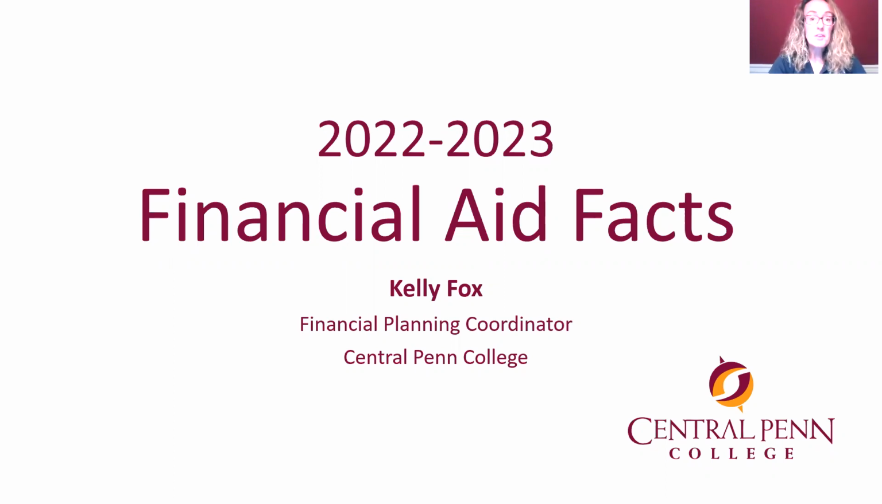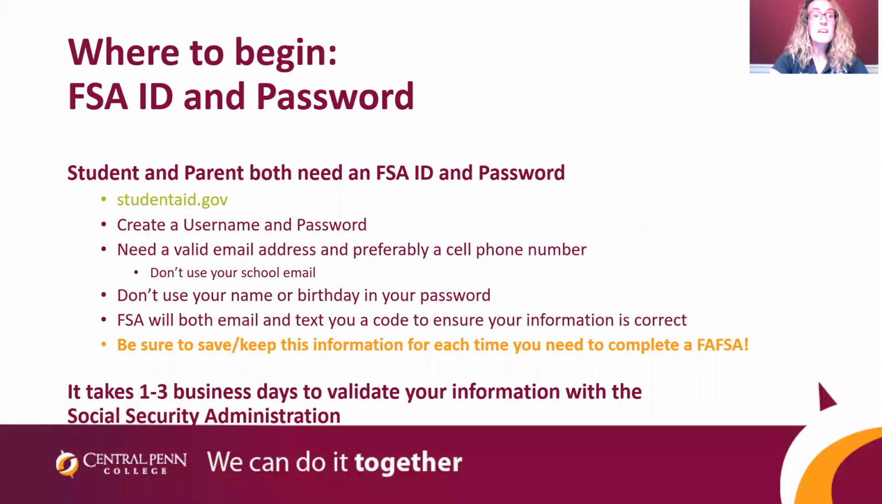And this is just an overview of the financial aid facts for the 22-23 financial aid year. So where to begin? The first thing you need to do is complete the FSA ID and password, not only for just the student, but for also a parent or both parents. You'll go to studentaid.gov and you'll find this is where all the financial aid information is now stored. They've combined everything into one website.